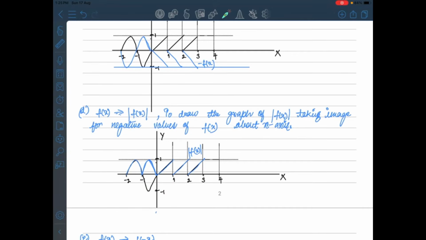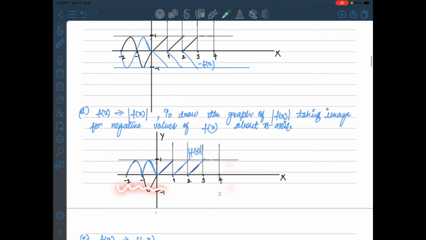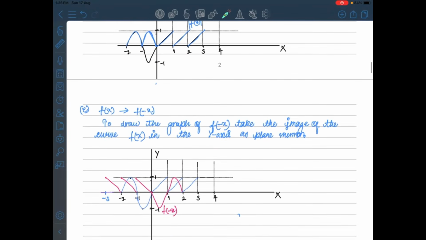Okay, so you don't have to flip the up to down, no, only whatever is at the bottom part should be flipped up. Let's go into the next one.